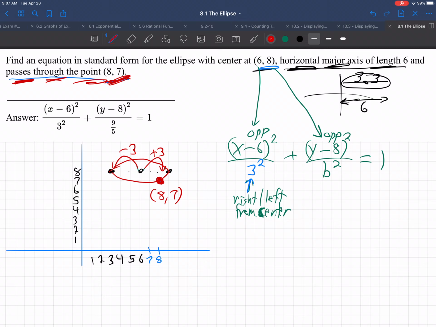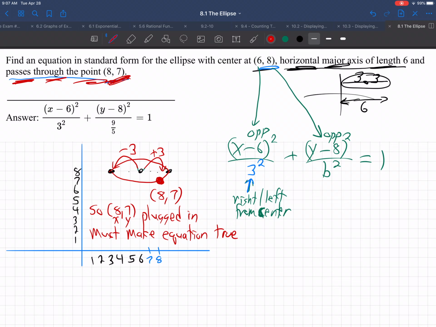Any point on the graph means it satisfies the equation. So 8, 7, 8 for x, 7 for y, plugged in must make the equation true. Right? That's what it means to be a point on a graph.